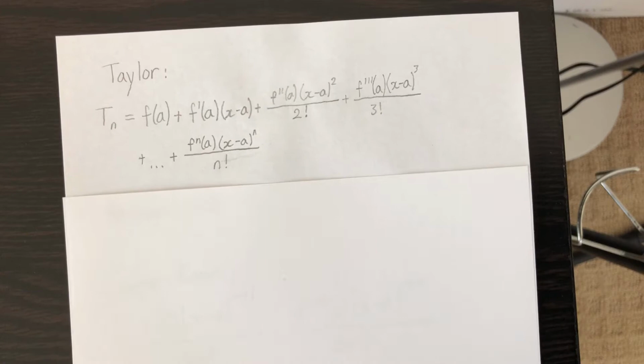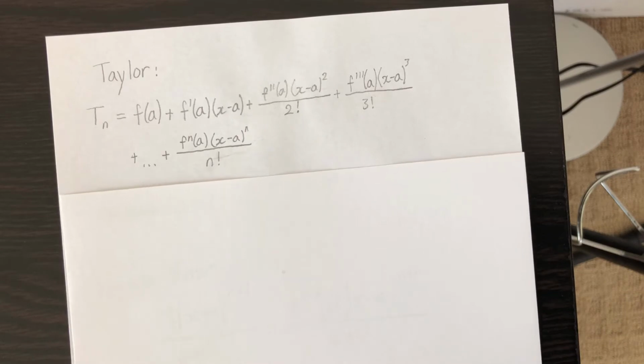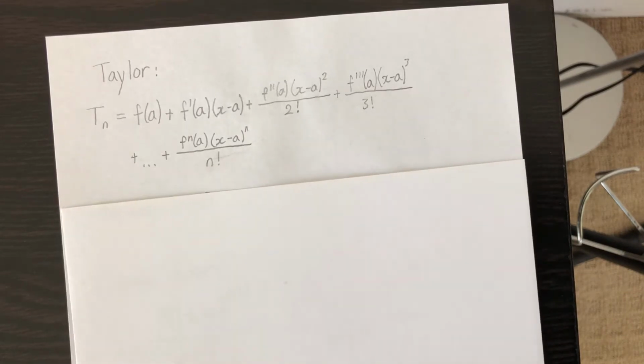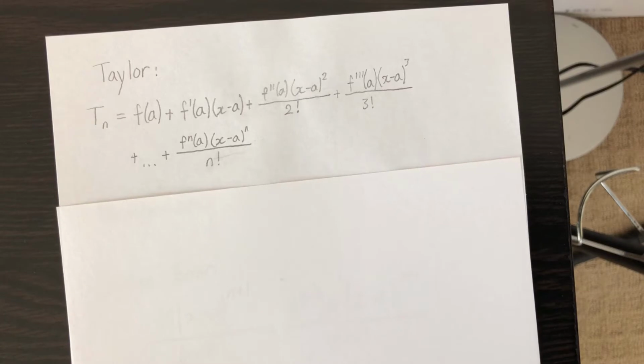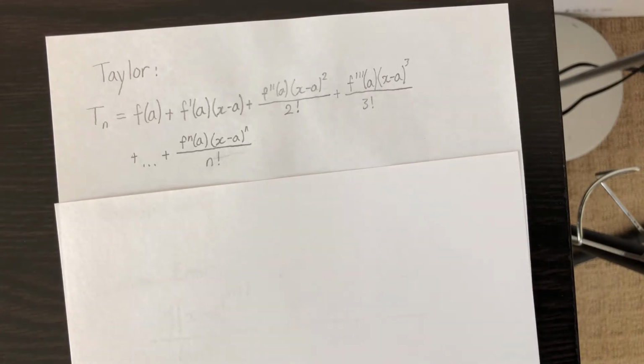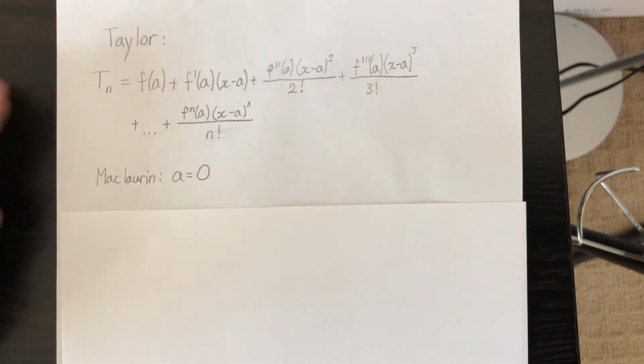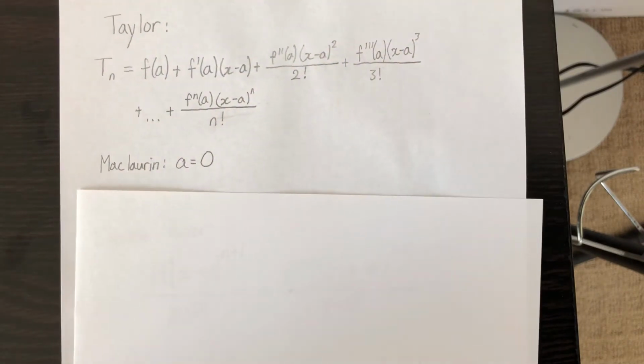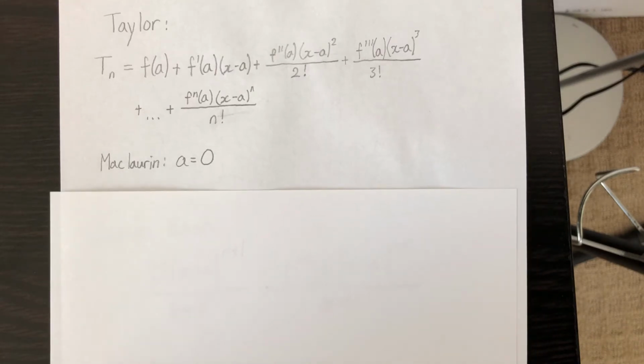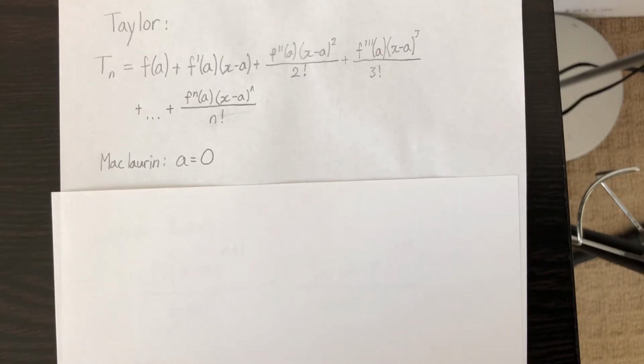Taylor polynomials follow the format Tn equals f of a plus the first derivative of f of a times x minus a, plus the second derivative of f of a times x minus a squared over 2 factorial, plus the third derivative of f of a times x minus a to the third over 3 factorial, and it goes all the way to whatever n is. It's also important to know what Maclaurin is, and Maclaurin is the exact same as Taylor, except a is just 0, so it would be f prime of 0 times x, the second derivative times x squared over 2 factorial, and so on like that.